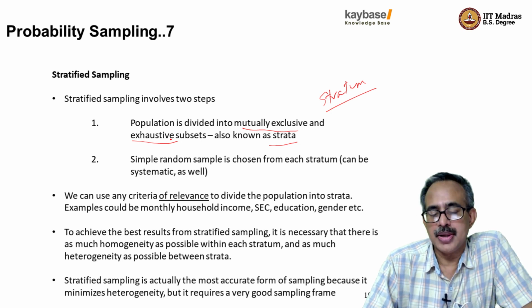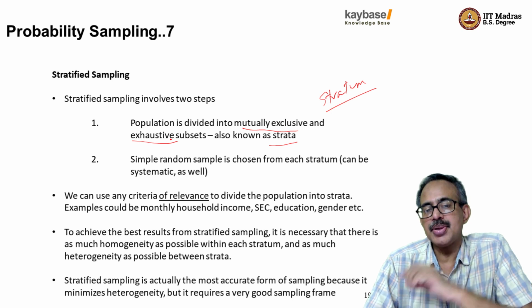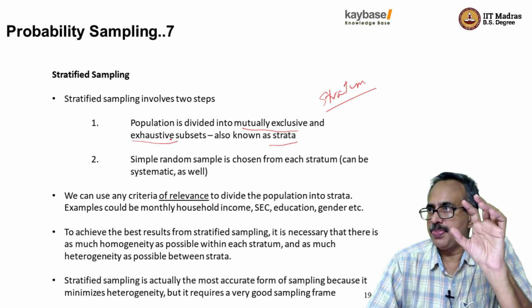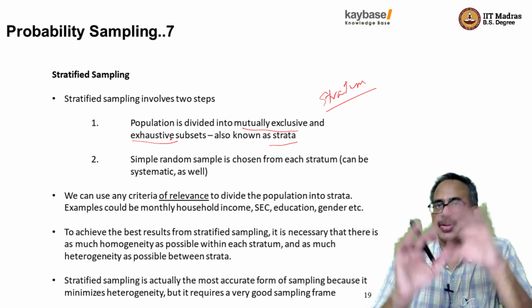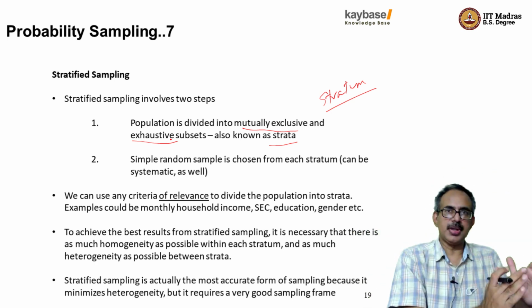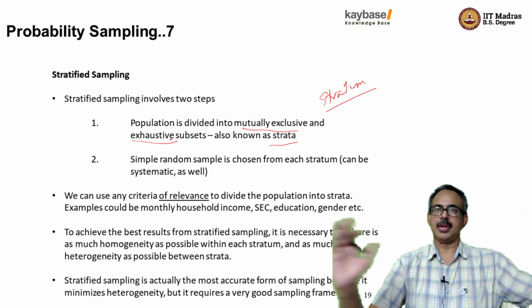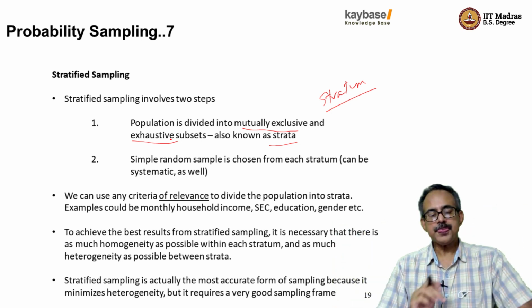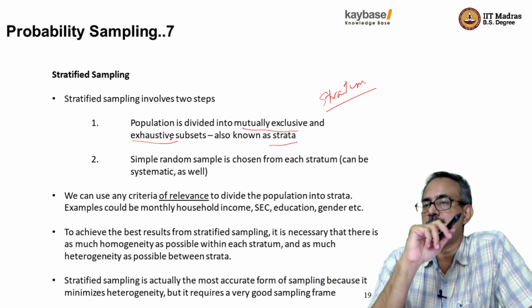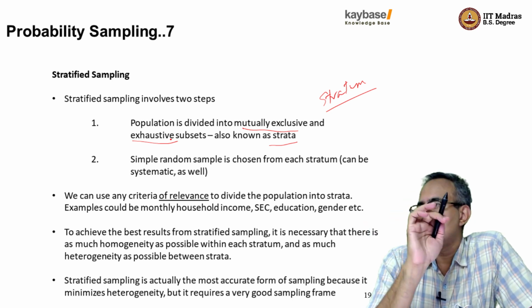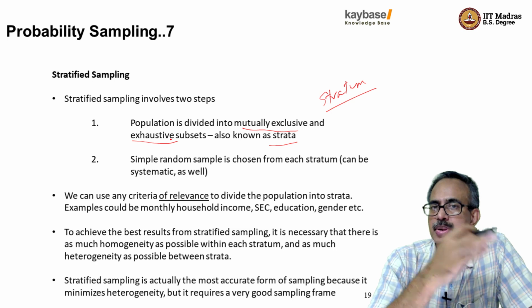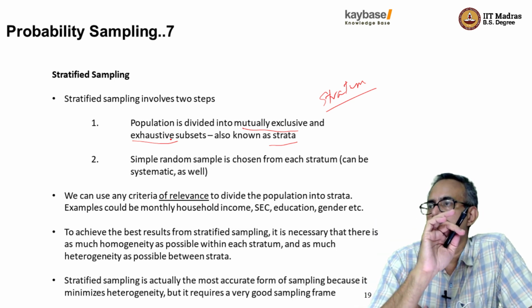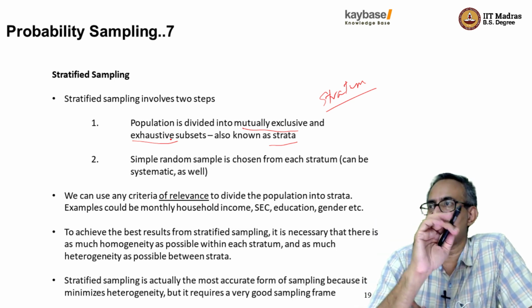Okay, so mutually exclusive means one person in the population can belong to only one or the other stratum. They're exclusive. The people who are in this stratum cannot be in this stratum. They're all exclusive, the stratum. What is exhaustive? No person is left out. Everybody must belong to this or that or that or that stratum. Nobody is left out. It's exhaustive.